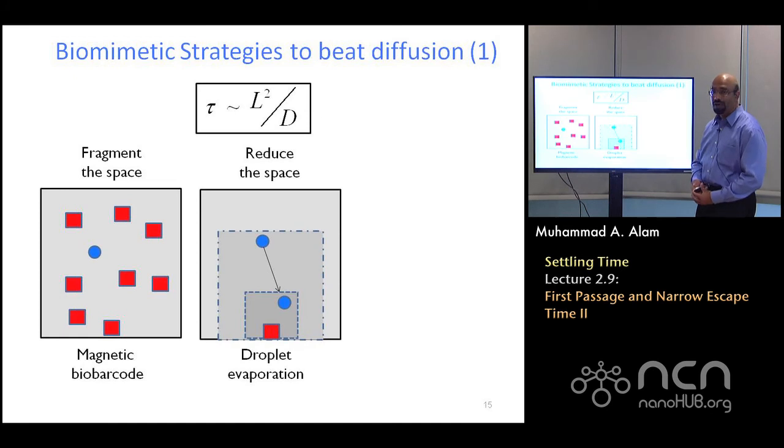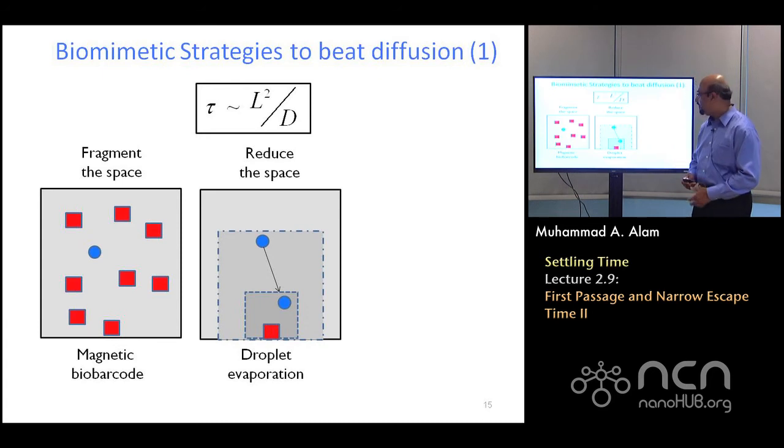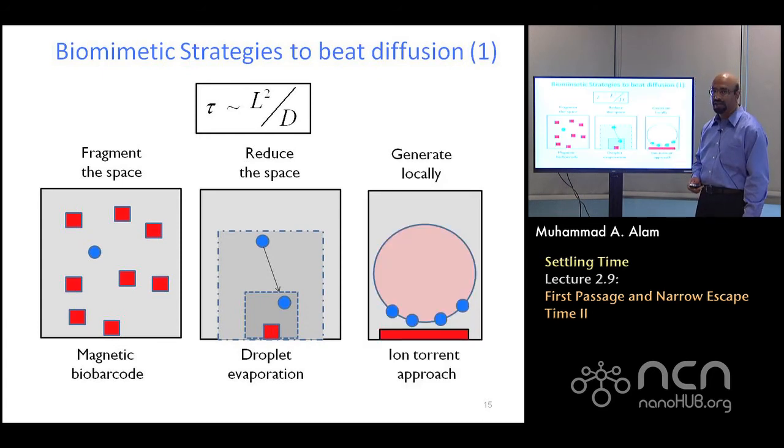The other approach was, remember the lotus leaf effect and also the coffee ring effect, essentially evaporating the droplet so that you bring and concentrate the biomolecule and bring it to the sensor directly. Here you don't have a lot of single sensors, but you are reducing the box L. And finally, we talked about local generation, a topic that we'll discuss in greater detail towards the end of the course as well.